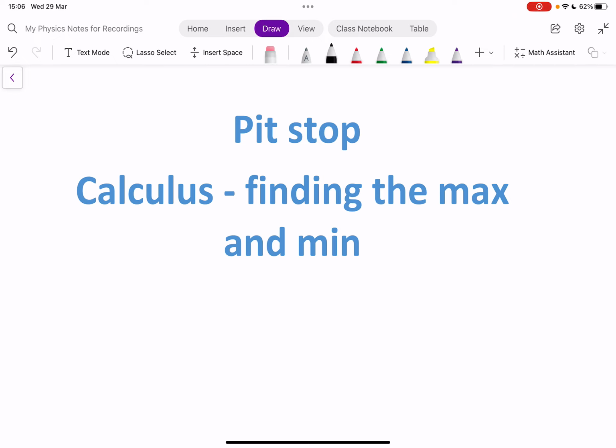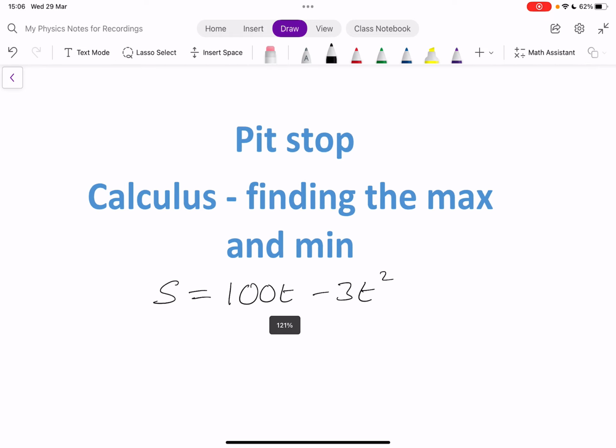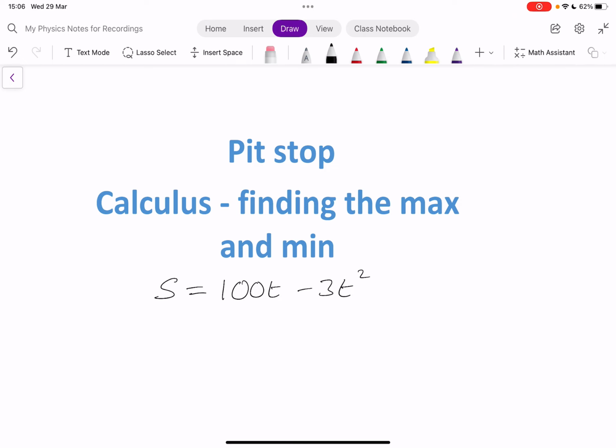So what we're going to suggest is we've got a displacement of an object, and the displacement of the object changes with time according to this relatively simple equation. So whatever it's doing, this object is 100t minus 3t squared meters away at any given point. Okay, so in order to find the maximum or minimum distance that it would travel, in this case it's going to be a maximum, but depending on the type of equation you've got, you might be finding a minimum value instead.